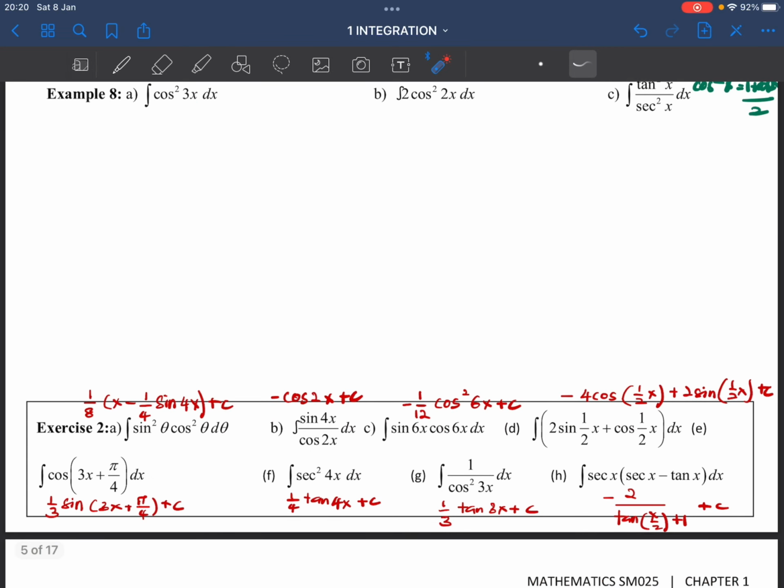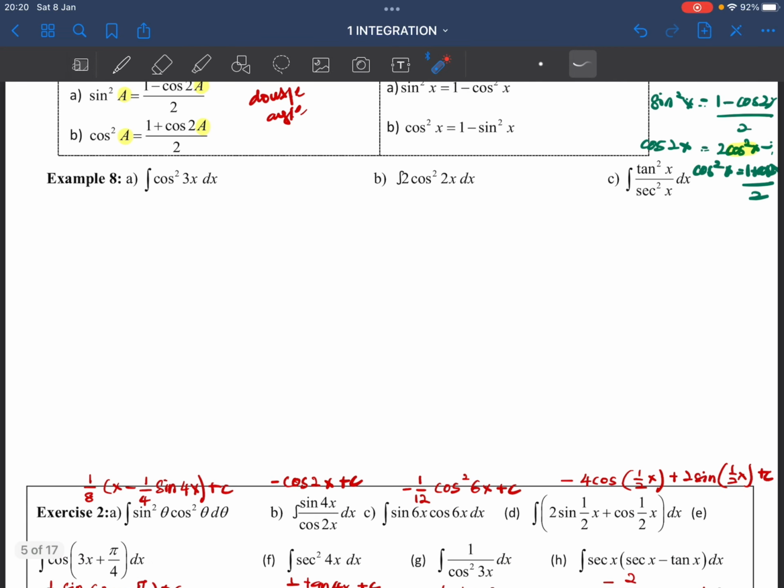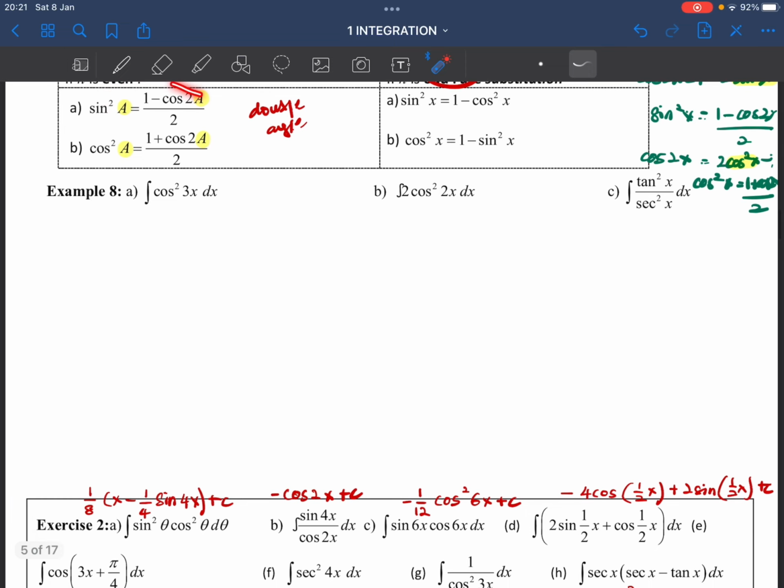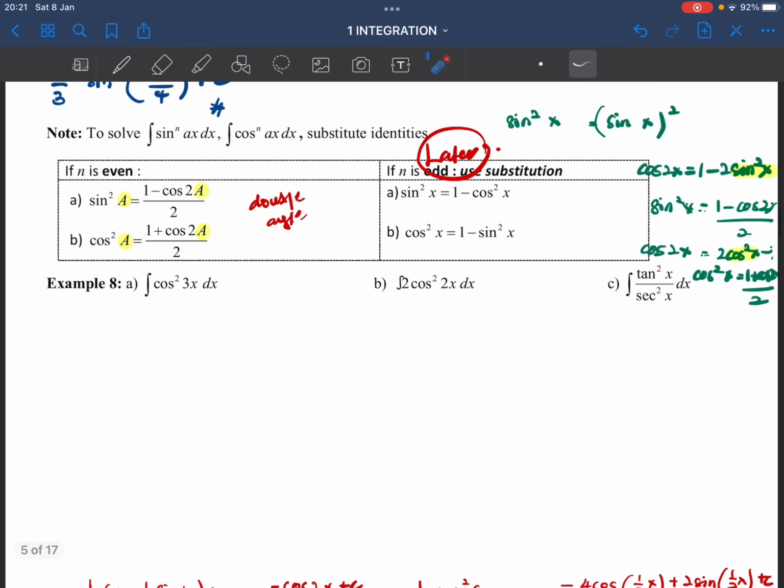So let's see example 8. We have integrate cos square 3x. Cos square 3x is the same as cos 3x to the power of 2. How are we going to integrate this? We cannot use the power rule because this is not linear. So forget the power rule. Straight away, if you have cos square, just remember to use this double angle formula here. Memorize this. It is easier for you to do your integration if you can memorize this.